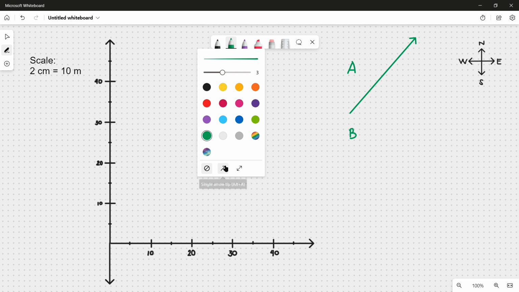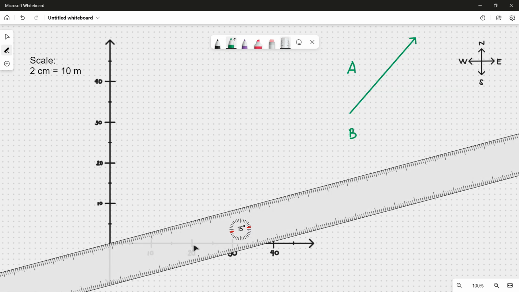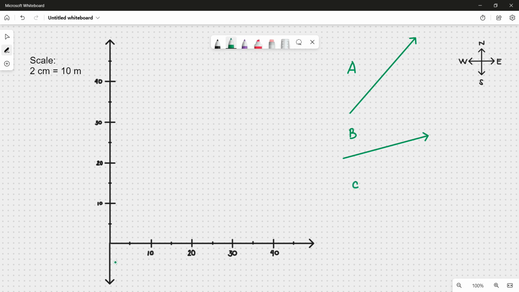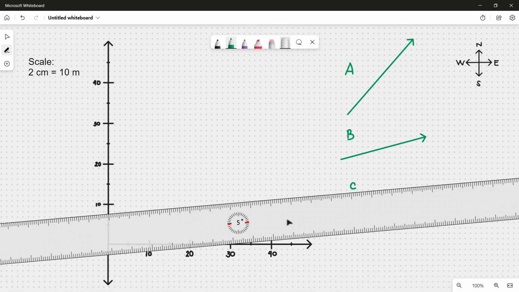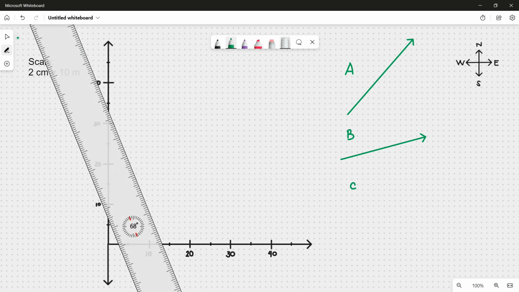Next, B, 15 degrees north of east with a magnitude of 23 meters. And finally for C, 68 degrees south of east, 32 meters.